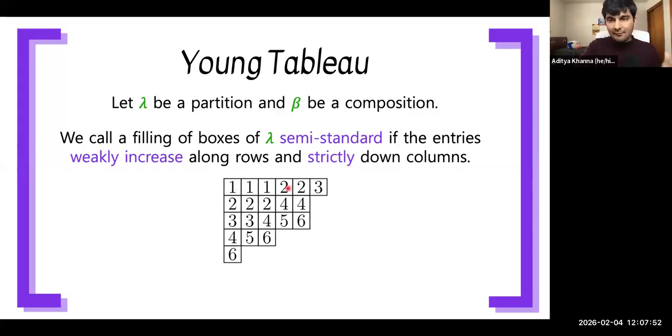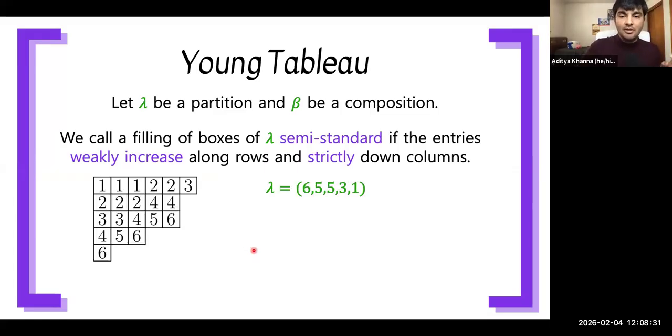When I go from left to right along a row, the entries either increase or they stay the same. But when I go down a column, they strictly increase. So in the second row, I increase going from left to right, or I stay constant. So it's 2, 2, 2, 4, 4. But down the columns, you'll see that the increases are strict. That's where the semi part comes in. The semi means the entries in the row can also be equal. So this is a way to do a filling, and the semi-standard filling will be what we'll be focusing on.